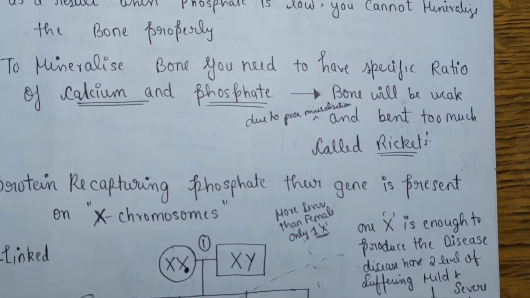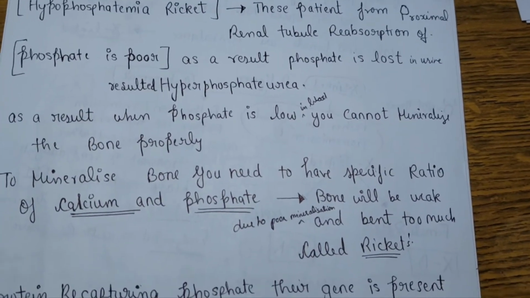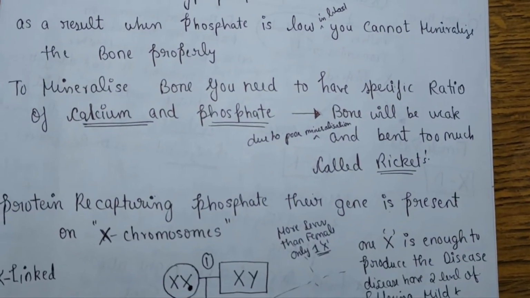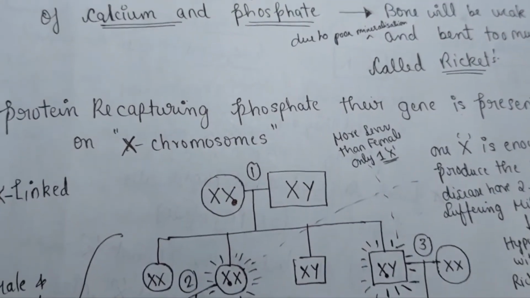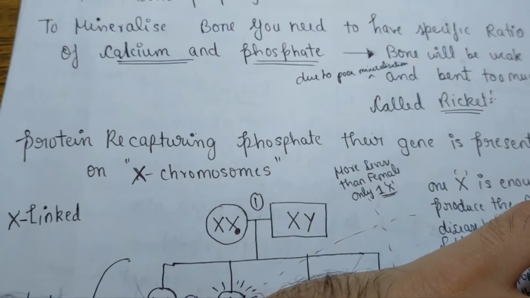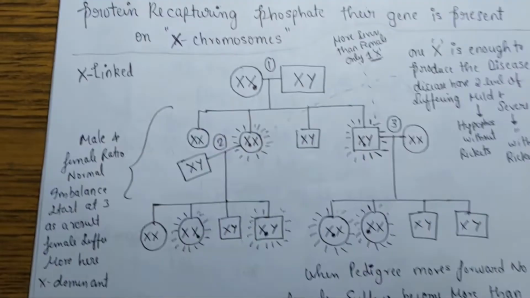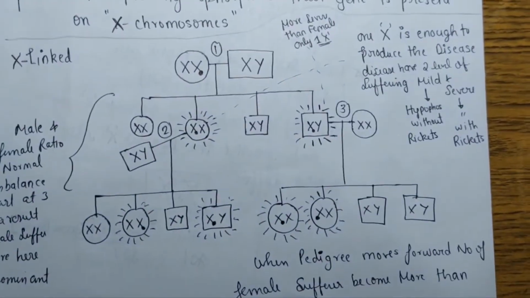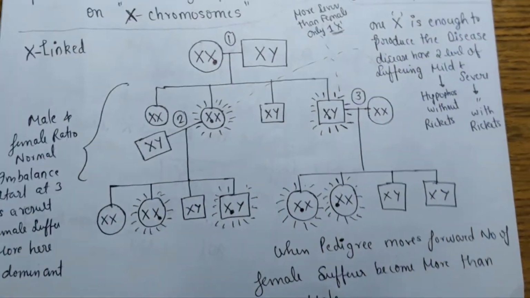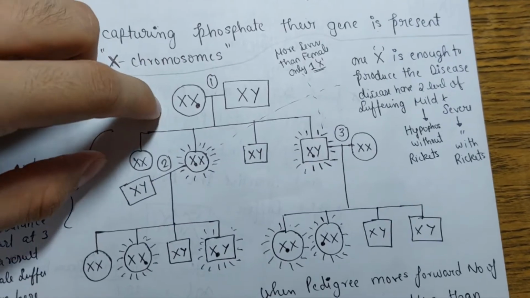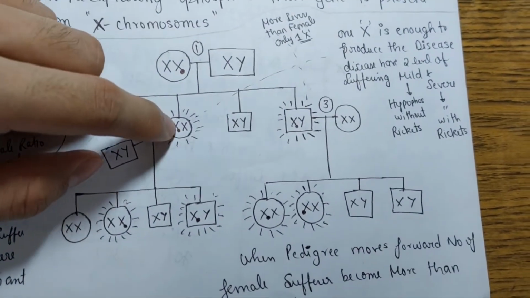So the protein which is present in the proximal tubule has its gene present on the X chromosome. In these phosphate regulatory proteins present on the X chromosome, even if one X chromosome is defective, this disease will be manifested. Now we are going to see the pedigree of this X-linked dominant disorder, hypophosphatemic rickets. If we have an affected female and she mates with a normal male, we will have a normal female, an affected female, a normal male and an affected male.